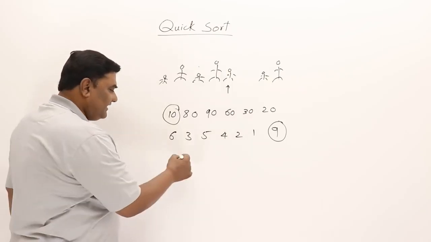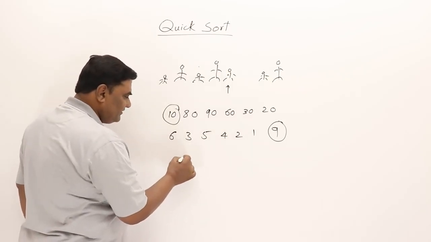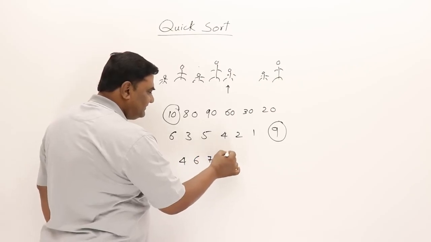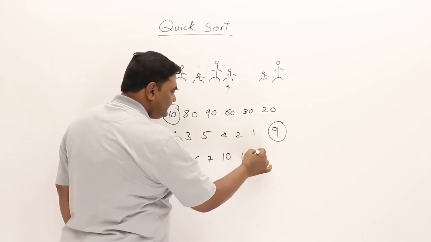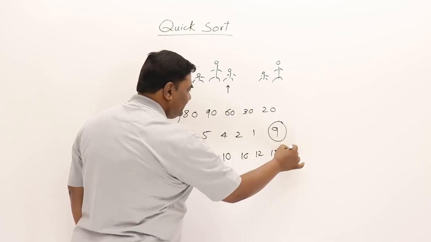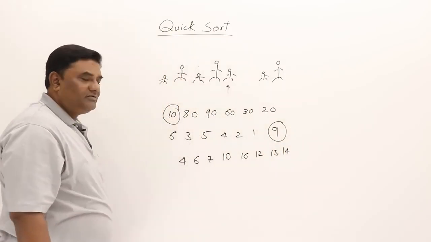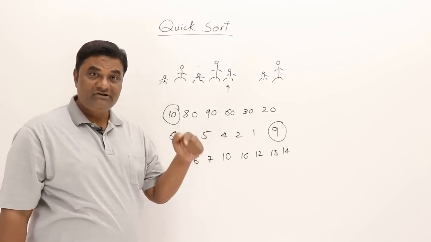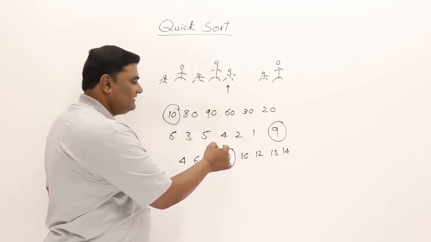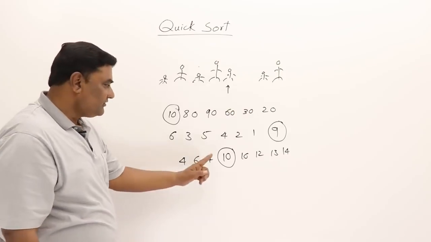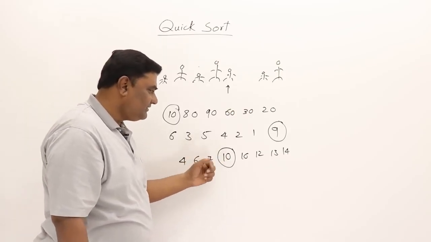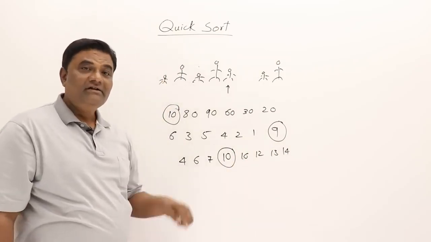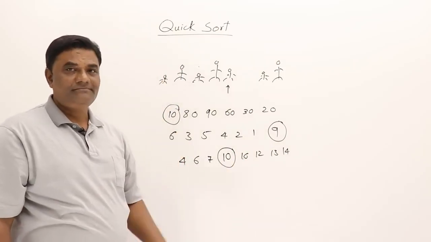In the same way, if I have the numbers 4, 6, 7, 10, 16, 12, 13, 14. Which element seems to be in its sorted position? This element is in sorted position because all the elements before it are smaller than this one, and all the elements after it are greater than it. So that is its sorted position.